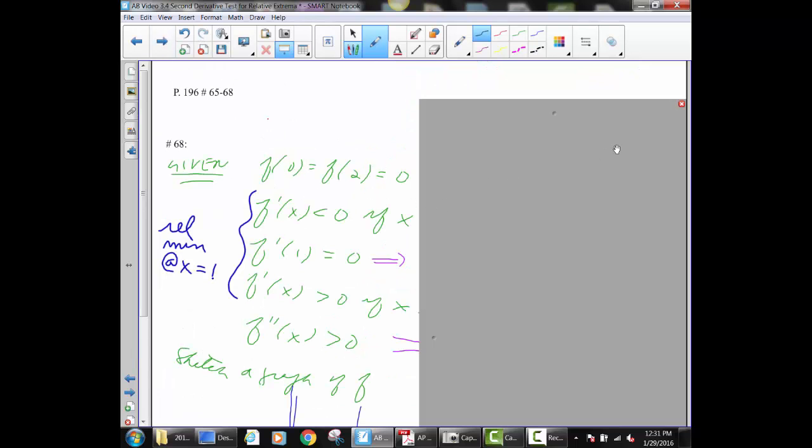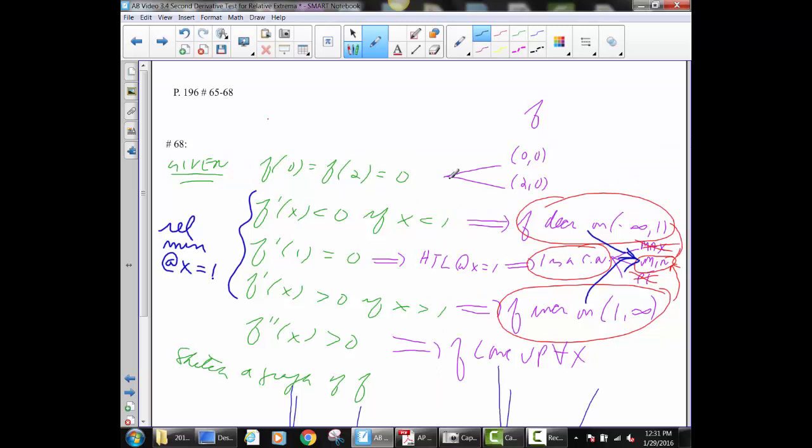And here's kind of the same idea. You're just kind of fitting everything together. They give you f of 0 equals f of 2 equals 0. Those are points on your graph. First derivative is negative to the left of 1, which means f is decreasing to the left of 1. F prime of 1 equals 0 means you have a horizontal tangent line at x equals 1, which means x is a critical number. Could be a max, min, or a point of inflection.